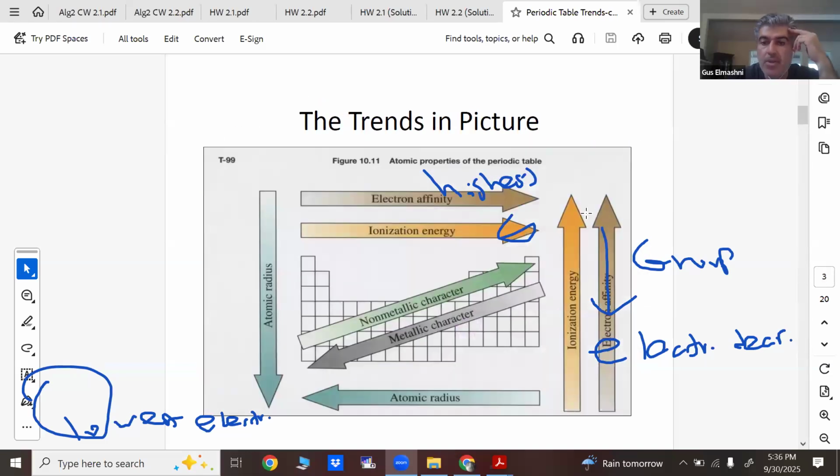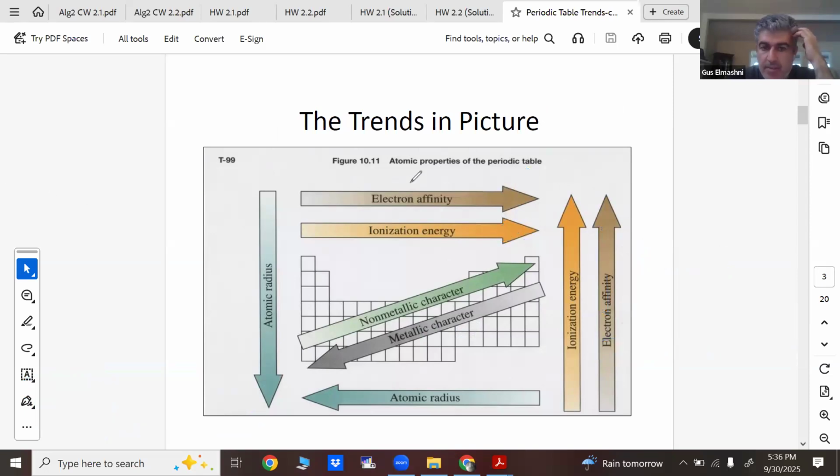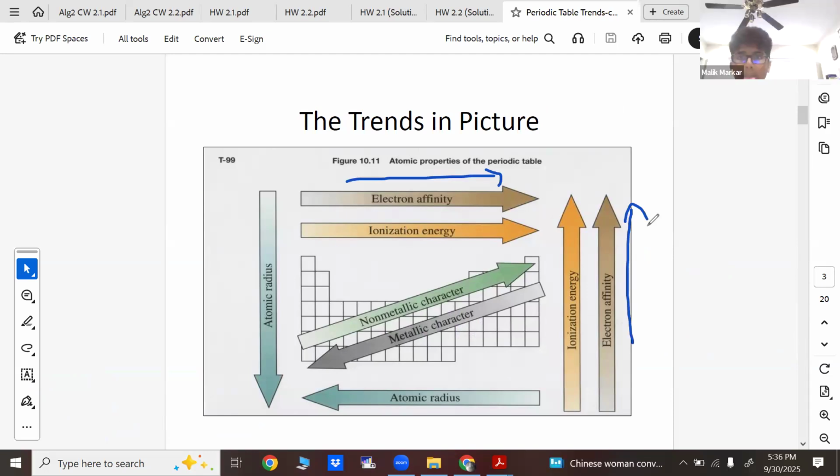So when I say electron affinity, it's the same thing as electronegativity. See how it says here, electron affinity. Affinity means liking. You like something, you have an affinity for something. It increases as you go to the right and increases as you go up. Okay, this is very important. You need to know this really well. Your test is on this stuff.